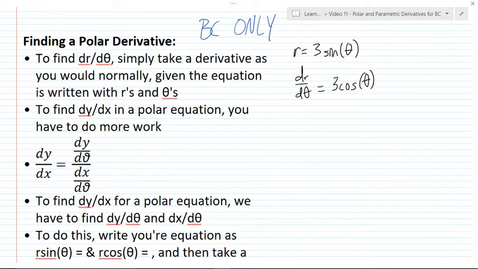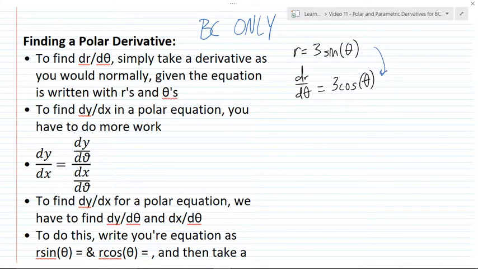Next I talked about finding a polar derivative. And so dr d theta is pretty straightforward. We're taking derivatives like we normally would. So here r equals 3 sine theta just becomes dr d theta equals 3 cosine theta. We're just taking a normal derivative.